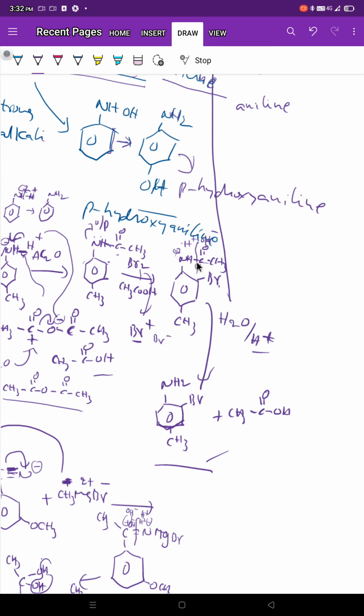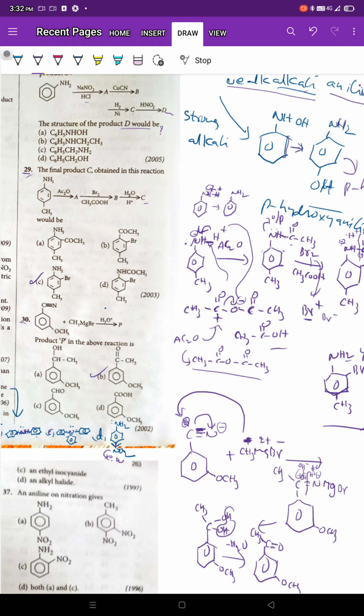Then it undergoes acid hydrolysis. Acid hydrolysis means water is broken into H plus and OH minus. H plus is attached here and OH minus is attached here, and then you can get the aniline here. Again the NH2 group is present here, and you can get the product like this. Let us see the answer. C is the correct answer for question number 29.